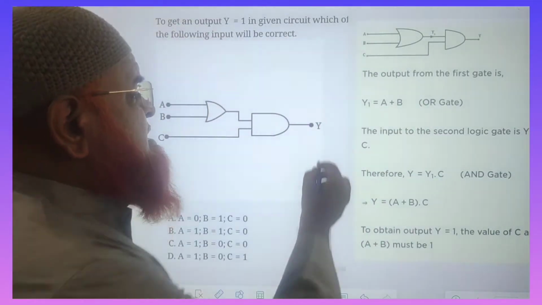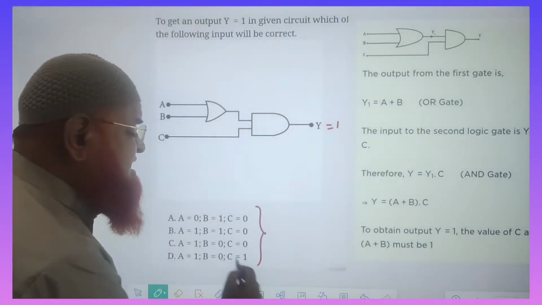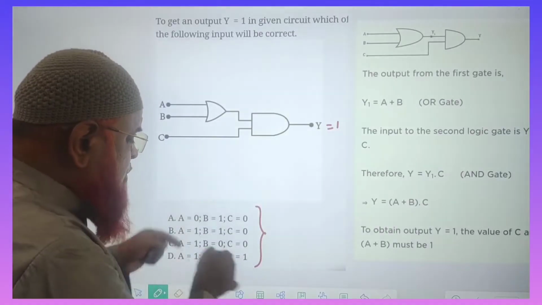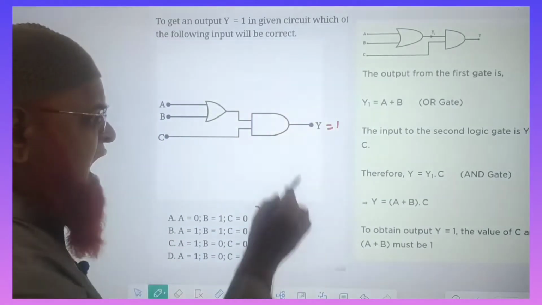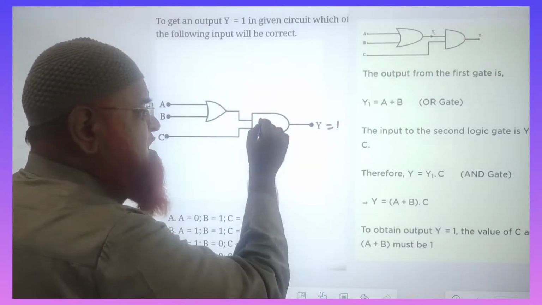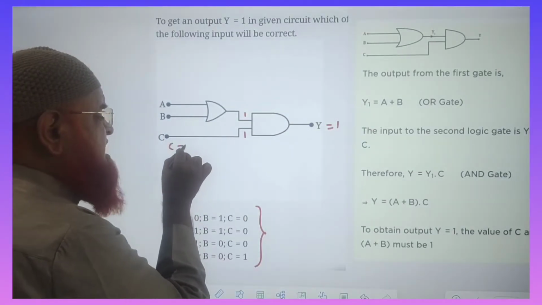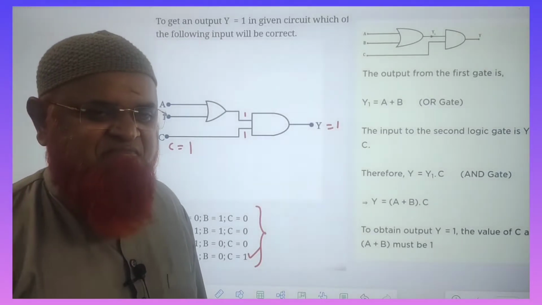He is asking that the output should be 1. Then what are the correct inputs? For this I will use the reverse method. I don't take inputs and find the output by using a truth table. I take the reverse method. I take Y is equal to 1 and this is an AND gate. Output is 1 when both the inputs are 1. That means C should definitely be 1. And your option is the fourth option.